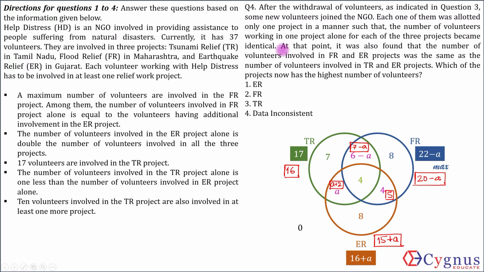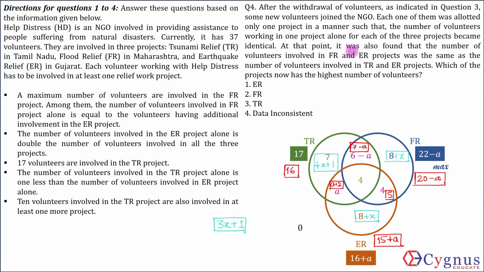So new people are going to come in. If X people come in here, then X people must also come in here for the total number of people working in FR alone and ER alone being the same. But for the number of people working in TR alone to also become the same, the number of people that join here should be x plus 1. So the new people joining should be 3x plus 1.